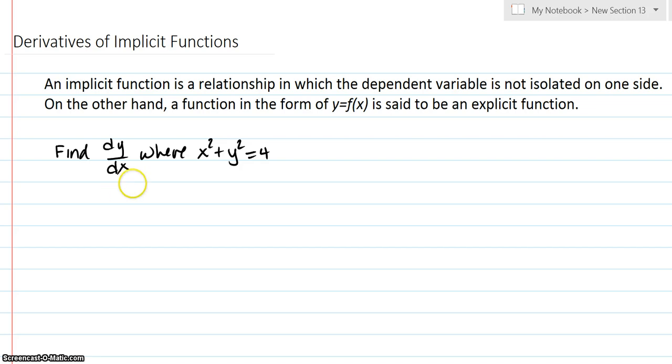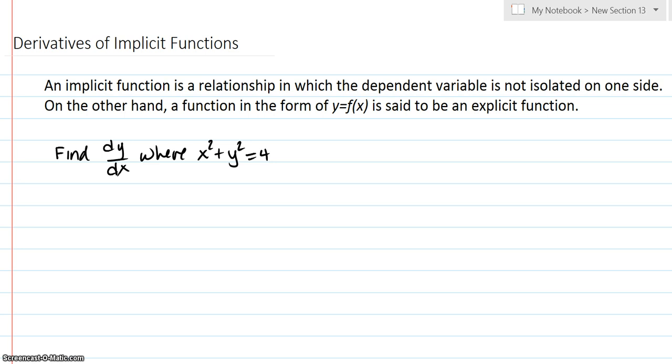We're going to find the derivative of x squared plus y squared equals 4. We know this is a graph of radius 2, and y is really not a function of x on the circle as a whole. So we call this an implicit function. And you can see that the dependent variable y is not isolated on one side. But there is maybe the top half, the bottom half, there are parts of this that is a function that you could take the derivative of.